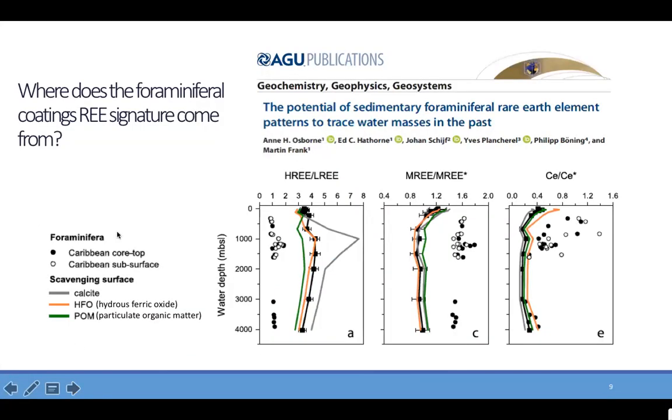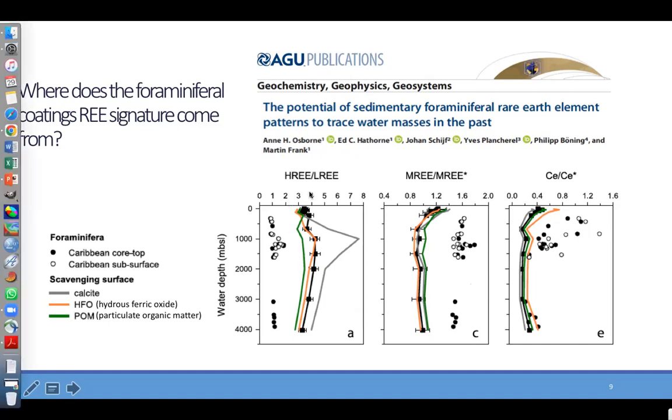But how do foraminifera get this rare earth element signature? They're reflecting the seawater rare earth element pattern. In this work here by Annie and co-authors, they started looking at the foraminiferal coatings, represented by the filled and unfilled dots here, and it's three graphs. Starting with the light over heavy rare earth element ratio, the mid rare earth element anomaly, and also the cerium anomaly. Then we have the foraminiferal coatings represented with dots, and the seawater represented by this black continuous line. And what we can see is that foraminiferal coatings represent the seawater pattern, but fractionated.